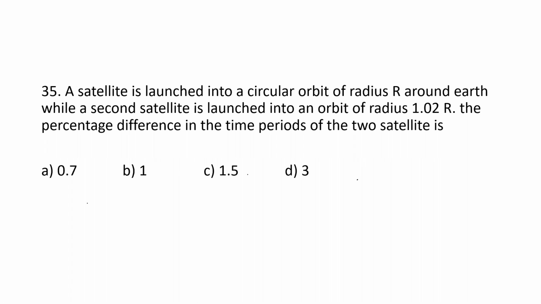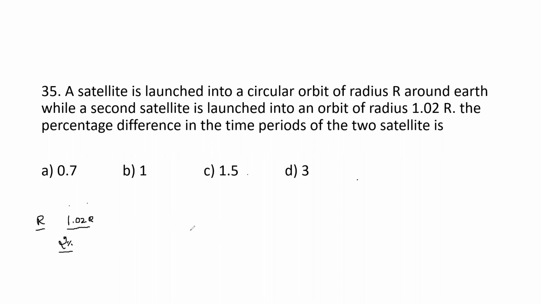Here is how we can do that. If you see, the first orbital radius is r, and the next value is 0.02 r more, which means that the orbital radius of the second satellite is 2% more than that of the first satellite. I hope you agree with this. So the first satellite's orbital radius is r, for the second satellite it is 1.02 r.